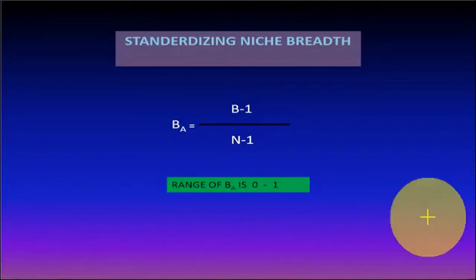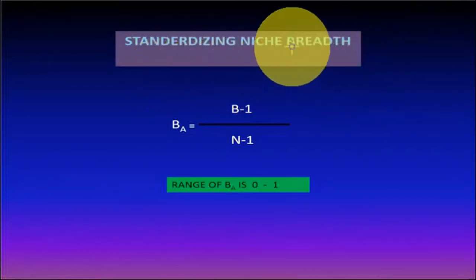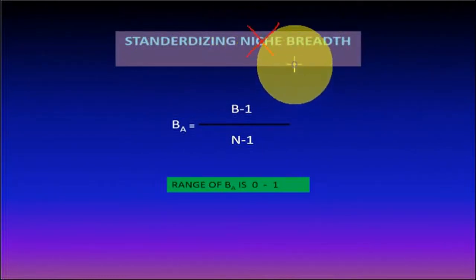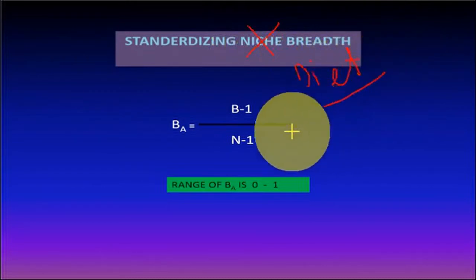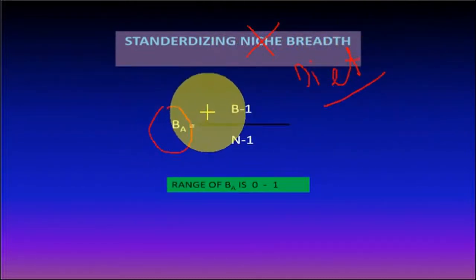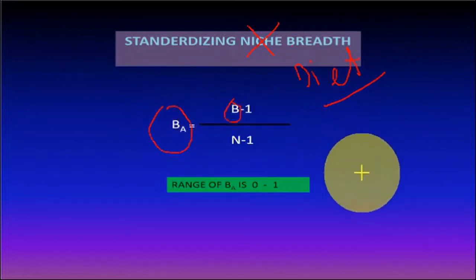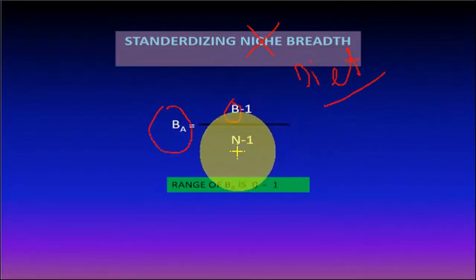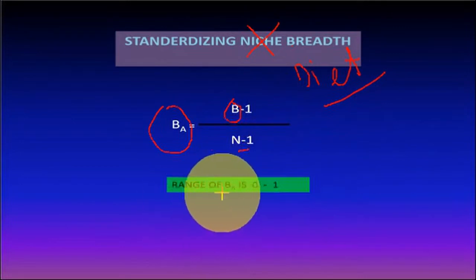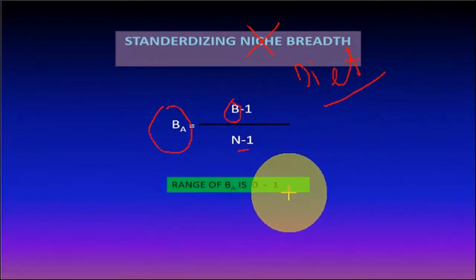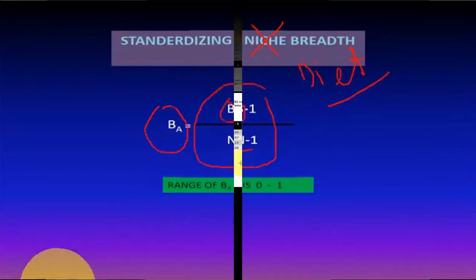How to do that? This is standardizing the niche breadth, or I told you that niche breadth is diet breadth, Levin's diet breadth. So Levin's diet breadth is BA, which is standardized diet breadth, and B is the unstandardized diet breadth. So BA is B minus 1 divided by N minus 1. N is the total number of counts. So here the range becomes 0 to 1. This is how the standardization is done in the case of Levin's diet breadth.